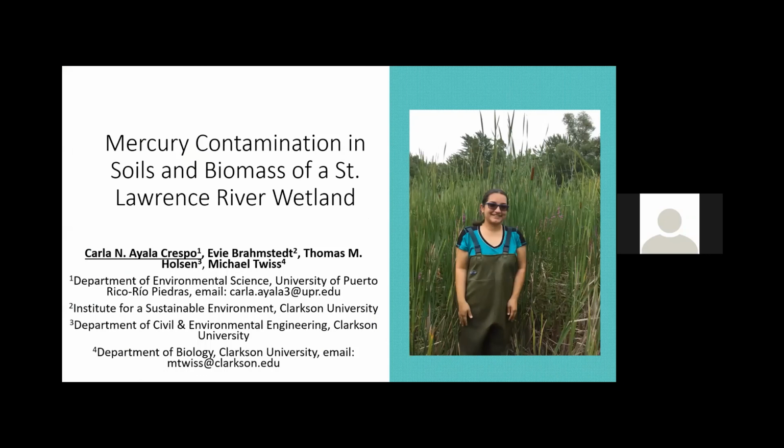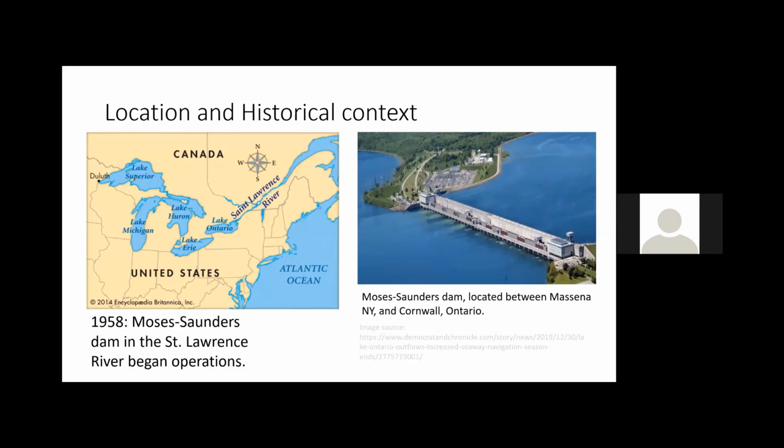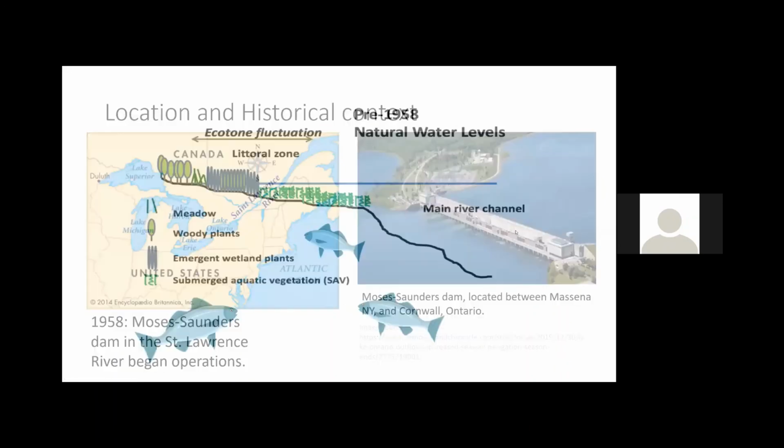Hello everyone, my name is Carla Ayala and today I'm going to talk about mercury contamination in soils and biomass of a St. Lawrence River wetland. When the Moses-Saunders Dam started operating, water level regulations began in the river. The disruption of the river's natural water levels had negative impacts on the ecology of wetlands upstream of the dam.